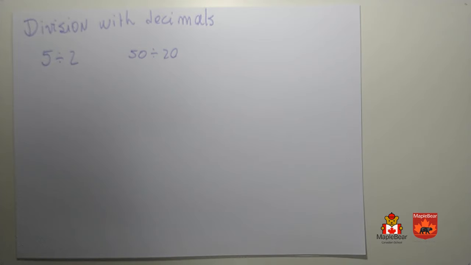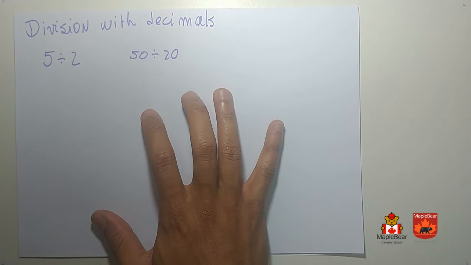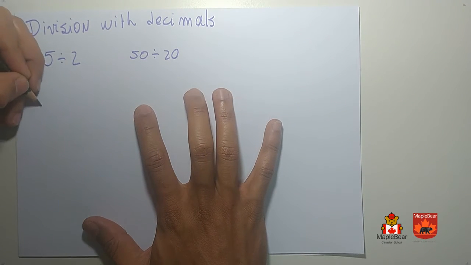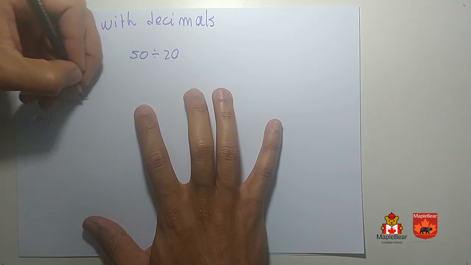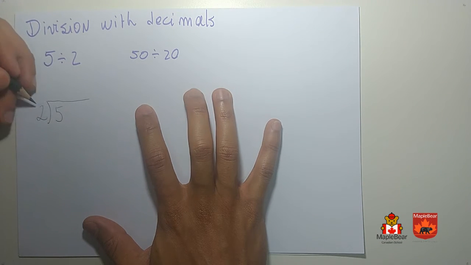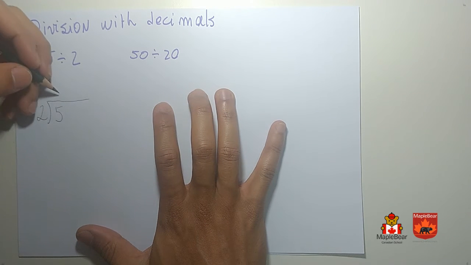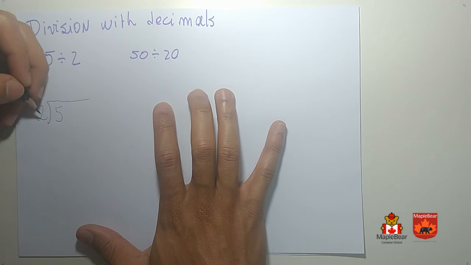And how many times does the 50 fit inside the 20? So let's do this calculation properly and see what the big difference between them is. If I want to do it here, how many times does the 2 fit inside the 5? The same way that you did it properly last class: 2 times how much equals 5?